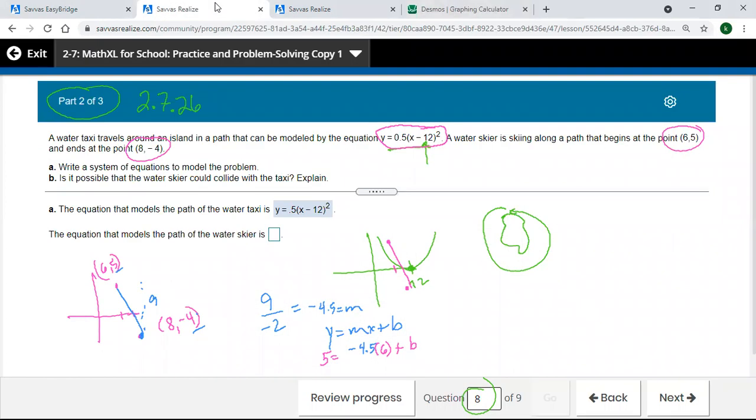If I move that to the other side, b would be 32 then. I added 27 to the 5, or added 27 on both sides. So b is 32. We said m was the -4.5. So the path of the water skier, whew, that was kind of a lot to do there, would be y equals -4.5x plus 32.